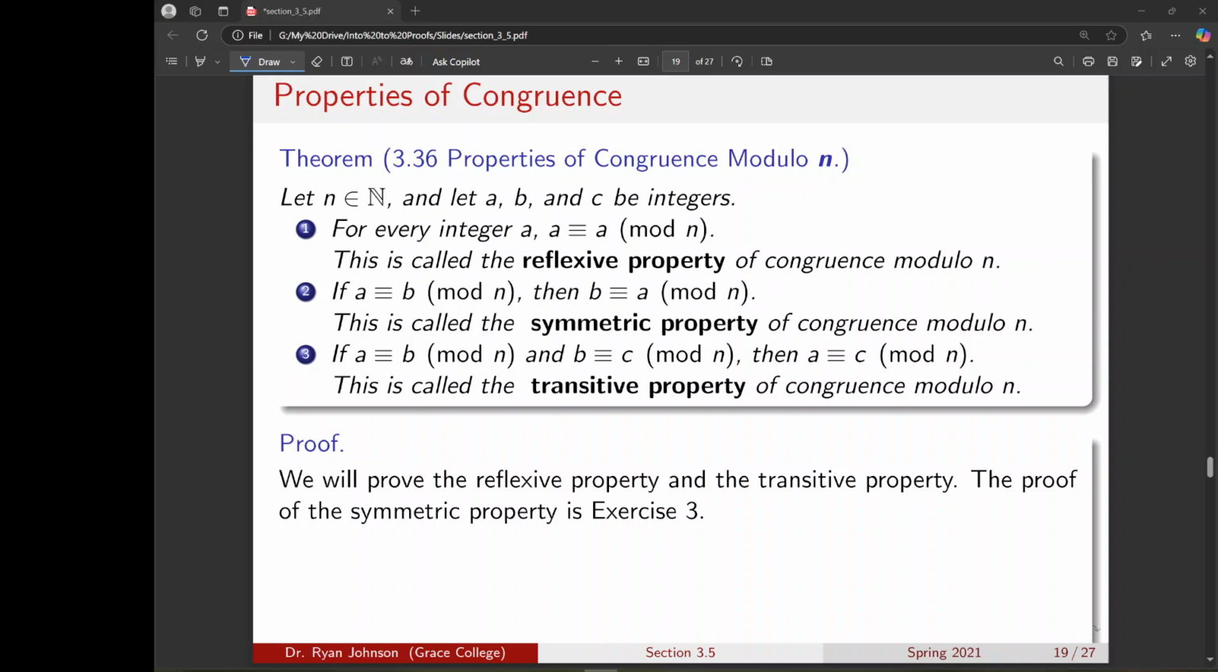And if a is congruent to b mod n, then b is congruent to a mod n. That's called the symmetric property. And if a is congruent to b mod n and b is congruent to c mod n, then a is congruent to c mod n. This is called the transitive property.